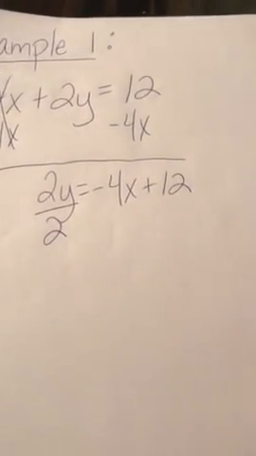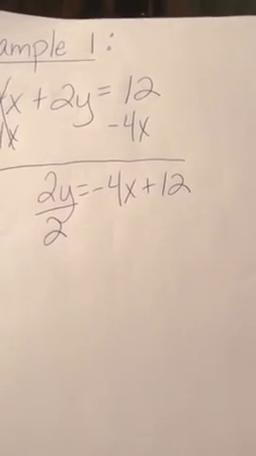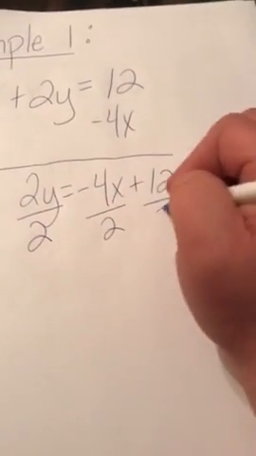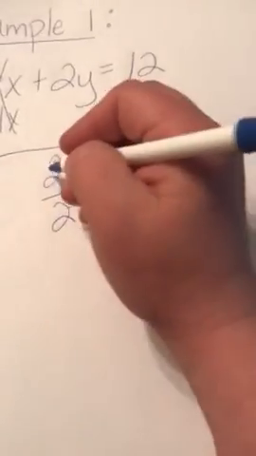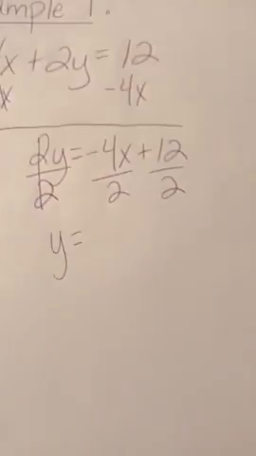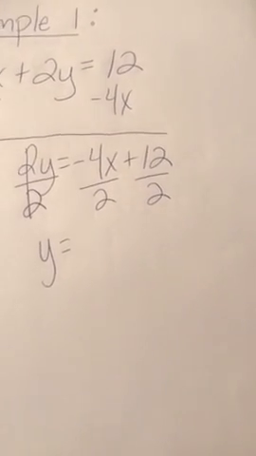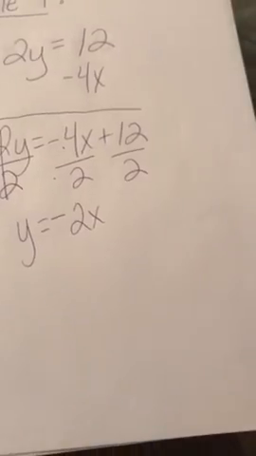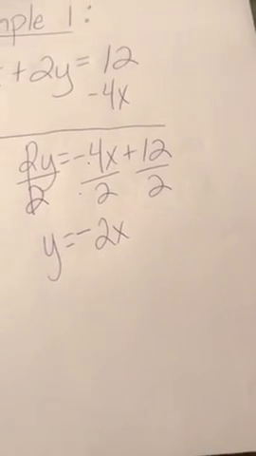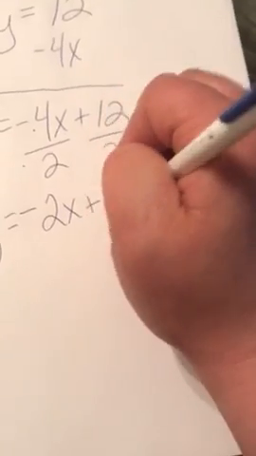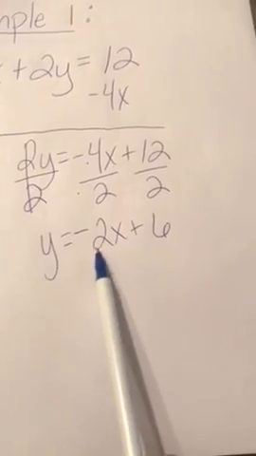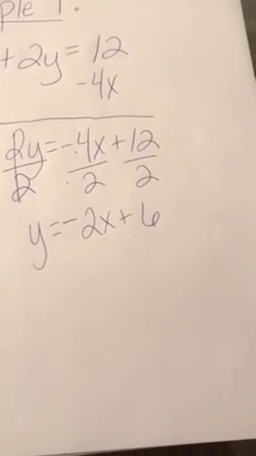Here, this is the part where you have to remember that I'm going to do this to every term in the problem. I'm going to divide everything by 2. All right, so 2y divided by 2 leaves me with 1y. Negative 4x divided by 2, a negative divided by a positive is a negative. 4x's divided into 2 groups would give me 2 x's in each group. And then 12 divided by 2, if I split 12 into 2 equal groups, I get 6 and it's positive. So now my equation is in the form of y equals mx plus b, slope-intercept form.